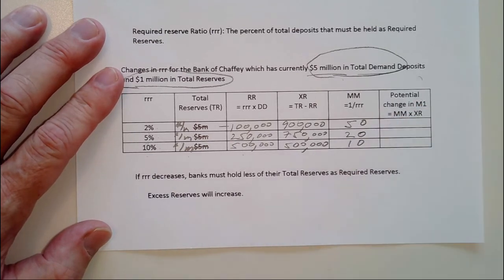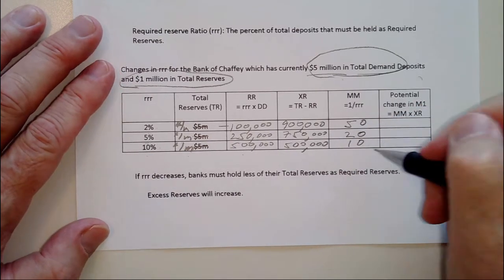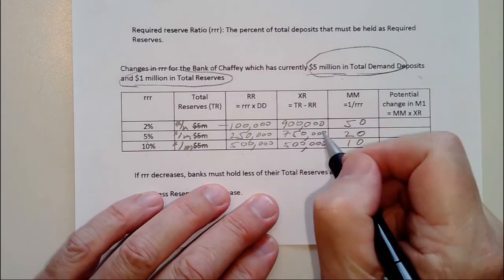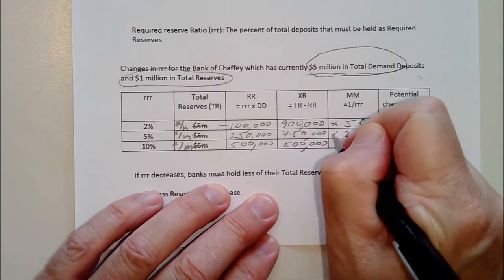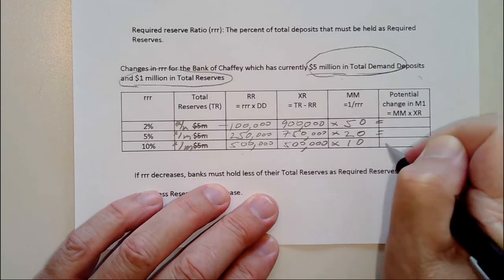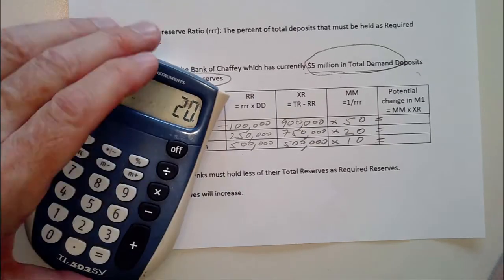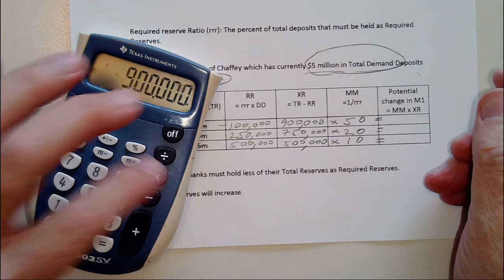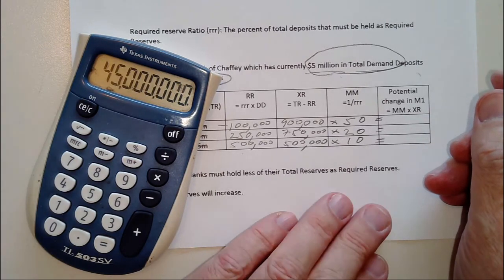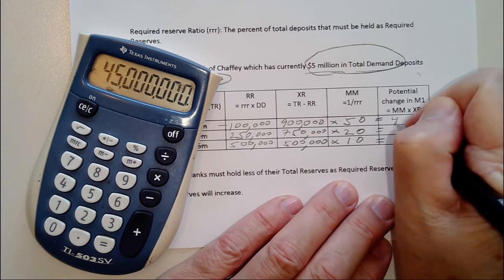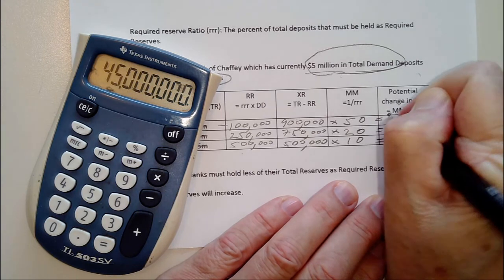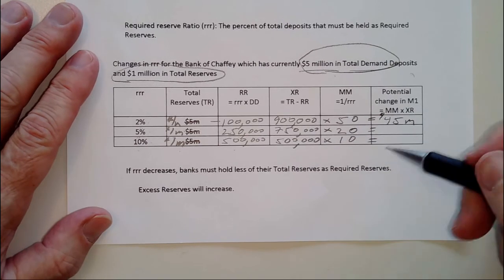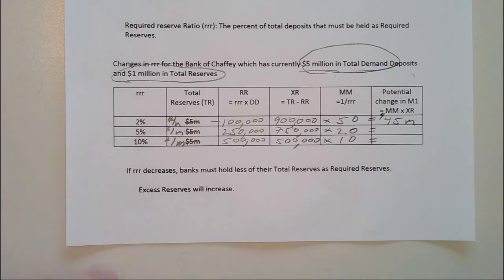So you can see when excess reserves is going up, the money multiplier is going down. And now the potential change in the money supply, if we take your excess reserves, we times that by the money multiplier, we get the potential change in M1. So if you take 900,000 times that by 50, we get $45 million. So potentially, if this bank will loan out all $900,000, you times that by 50, you get a potential increase of $45 million.